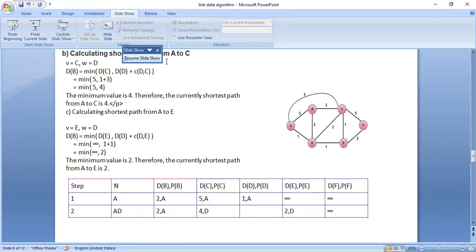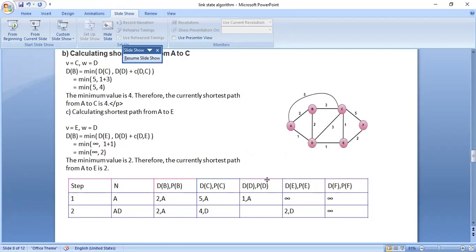Similarly we can calculate the shortest path from A to C. Our visitor node becomes C, and W becomes D. So from A to C, the minimum cost is 4. Similarly for the shortest path A to E, the minimum cost will be 2. So in step 2, the step 1 minimum cost is 1, that is the D node. The D node is added to the root node, and then you calculate the shortest path for B, C, E, F. For B it is already calculated as 2, and then C is 4, E value is 2, and F becomes infinity.